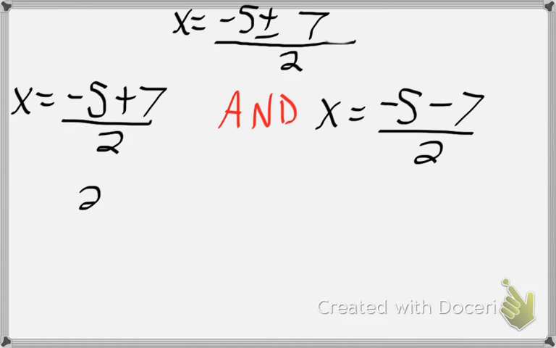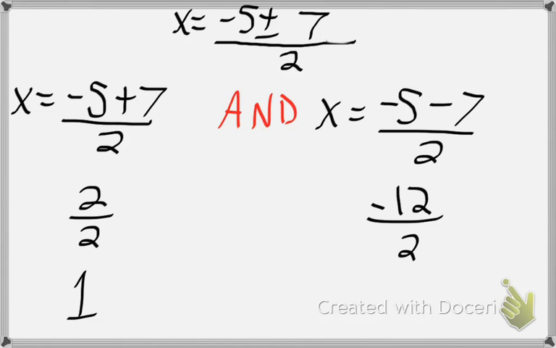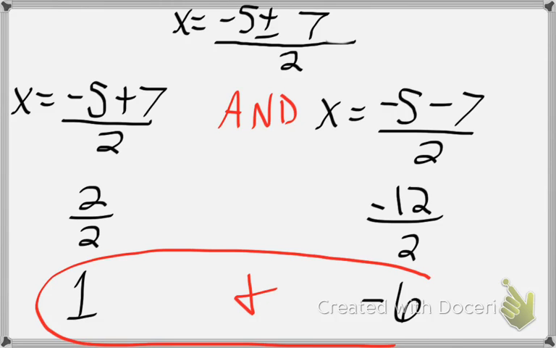-5 plus 7 is positive 2, so we're left with 2 over 2. Well, that equals 1. So one of our solutions is 1. -5 minus 7, well, that's -12, so we're left with -12 over 2. Well, that equals -6. So those are our two solutions. Our two solutions are 1 and -6. x equals -6 and x equals 1. Those are the values of the x-intercepts. Those are the solutions to the quadratic equation.